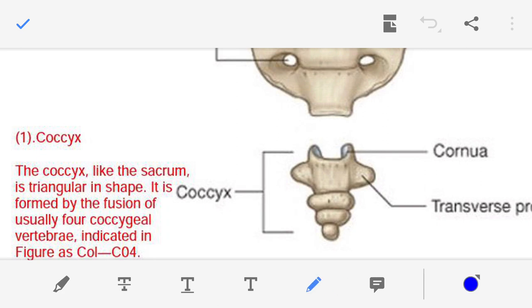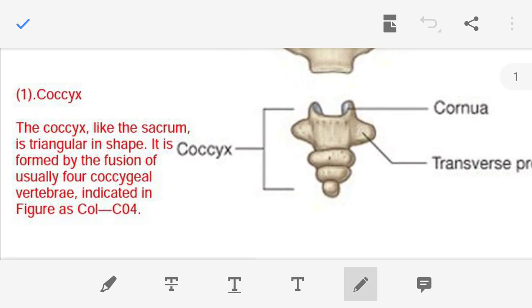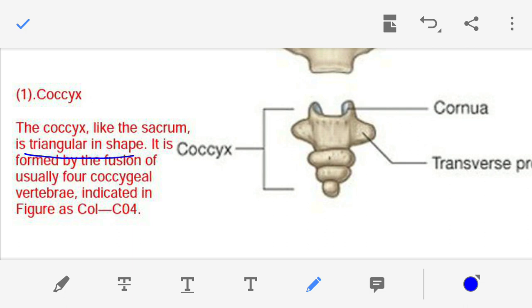Now here it is written that, like the sacrum, the coccyx has a triangular shape. For example, as you can see, this is the triangular shape, coccyx. Now in some of the physiology books, they mention the shape of the coccyx as an inverted triangular shape. Both points, the triangular shape or the inverted triangular shape, are valid and correct, because it depends on from which angle we are observing the vertebral column. So this is the first point, the shape of the coccyx. The coccyx is triangular in shape.